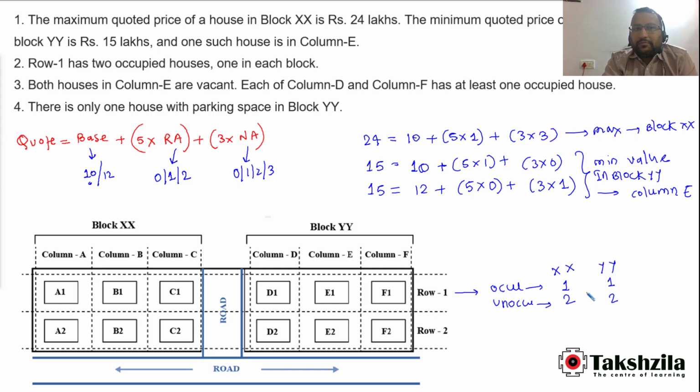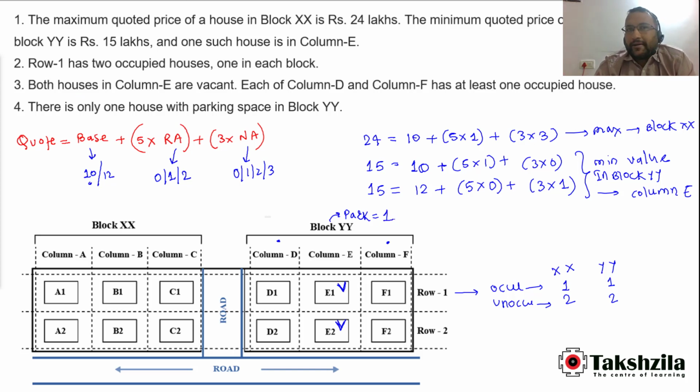After that, statement 3: both houses in column E are vacant. So this is vacant, this is vacant. And after that, each of column D and column F has at least one occupied house. There is only one house with a parking space in block YY. In block YY, parking is available in only one house.